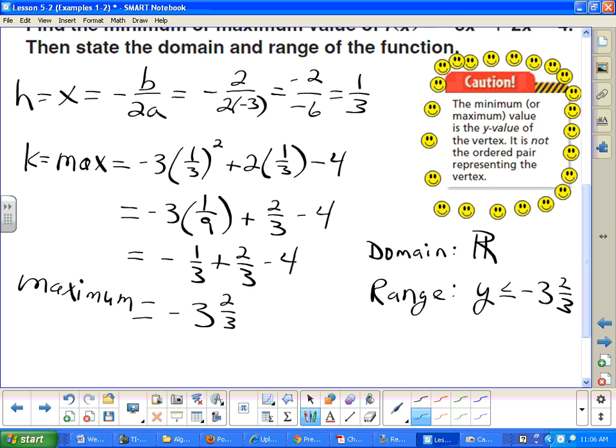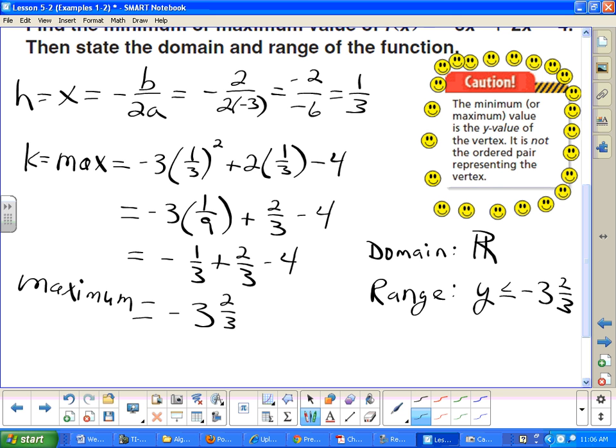The value of k. Because we found the vertex, what we did is we found the vertex. Okay? The x value for the vertex is 1/3. The y value is negative 3 and 2/3. So my maximum is negative 3 and 2/3. That y value is the boundary for the range: y is less than or equal to that y value.